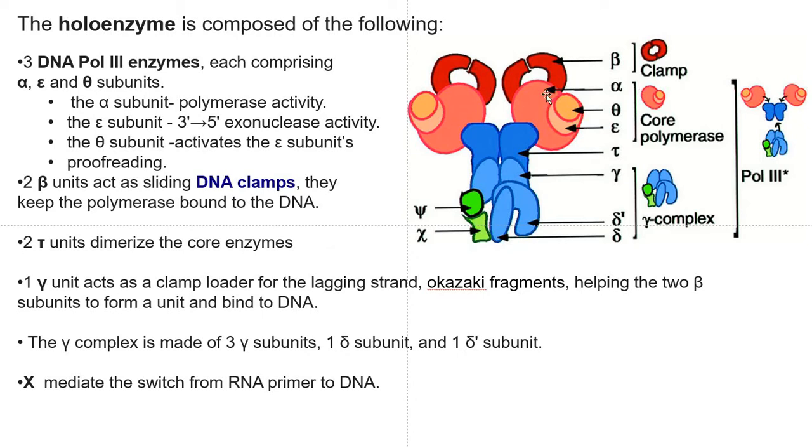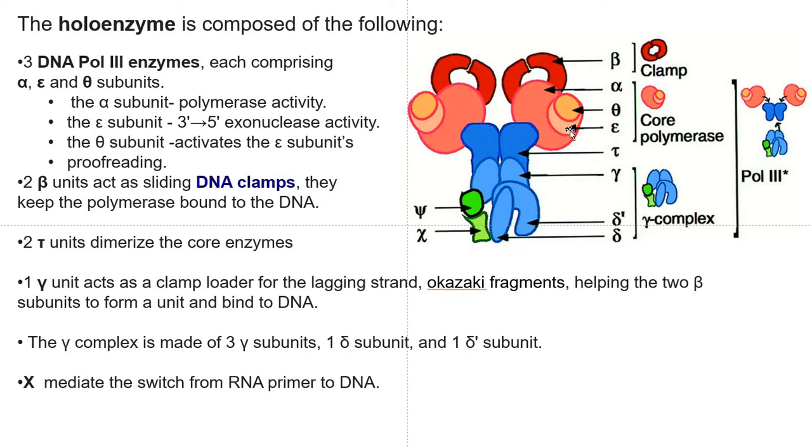Here you can see in this image, the largest part right here is the core enzyme, core polymerase. It consists of 3 subunits. This alpha subunit is the polymerase subunit. That's what has the polymerization activity of this enzyme.